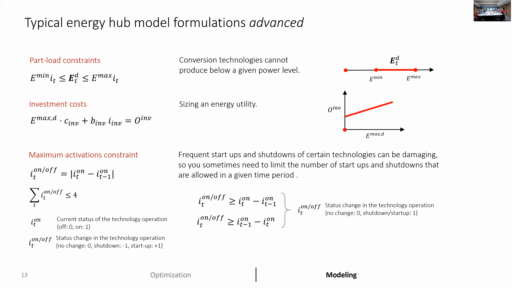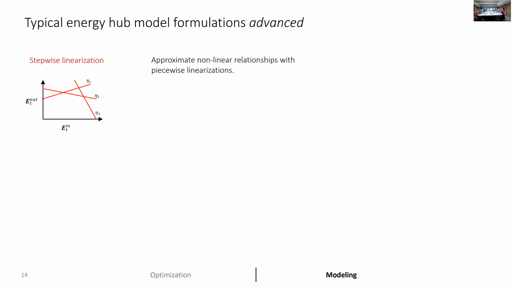Typically, we have relationships that you want to model that might be nonlinear, and so approximating them with a simple linear line is not enough. So you want to perhaps stepwise linearize these systems, so approximate nonlinear relationships with piecewise linearization. Let's say that we're trying here to model the efficiency of a system, and that's the input energy, this is the output energy.